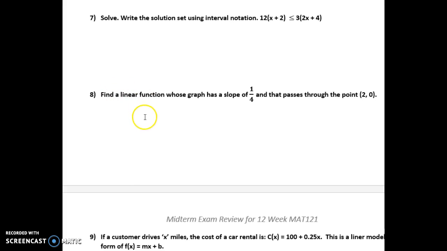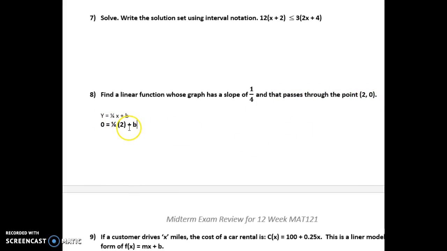For number 8 here, if you look at the formula y equals mx plus b, we know the slope, so we can replace the m with 1/4. And now we just need to solve for b, and we'll be done. We know a point it goes through, x value 2, y value 0. So if we come down here and put y value 0 equals 1/4 x value 2 plus b. That point has to be on that line since the line passes through the point.